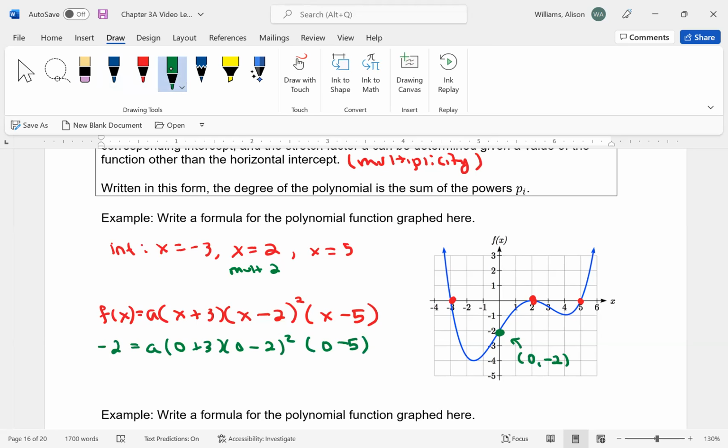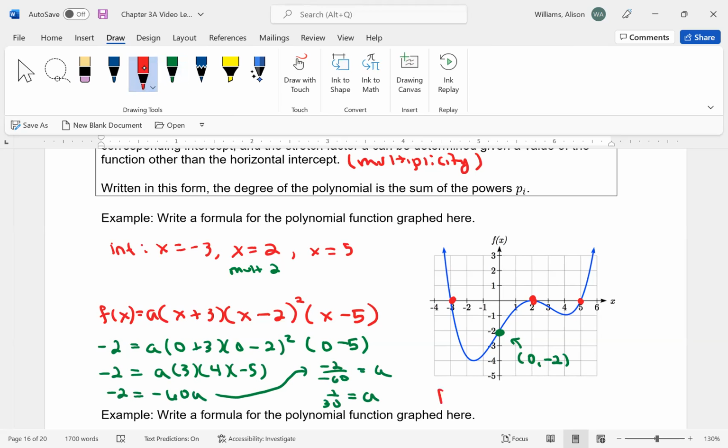Okay, so let's see. That's going to be 3, negative 2 squared is 4, and negative 5. So that's 60. Negative 60, which I'm kind of running out of space, but that's fine. It's negative 60a. So if I divide both sides by negative 60, that's going to be 1/30. So that's a. So here, I'll write underneath the final answer over here. f of x equals 1/30 times x plus 3, x minus 2 squared, and x minus 5. So that is the equation for this graph.